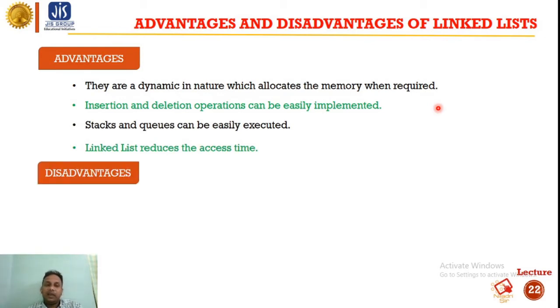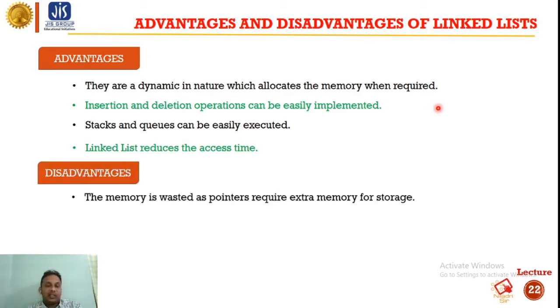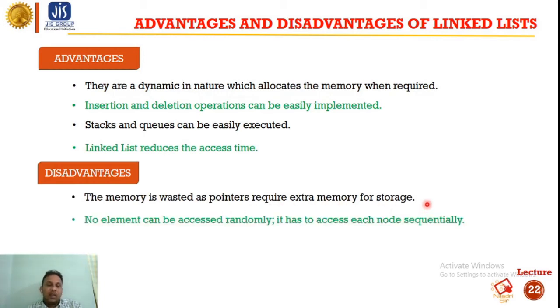What are the disadvantages? Memory is wasted as pointers require extra memory for storage. No element can be accessed randomly. It has to access each node sequentially. Suppose we randomly want to go to node 2. It is not possible. At first we have to go to the head. From head we will get the address of the first node, and in the next part of the first node there is the address of the second node.